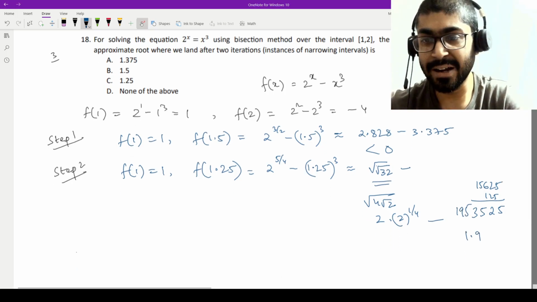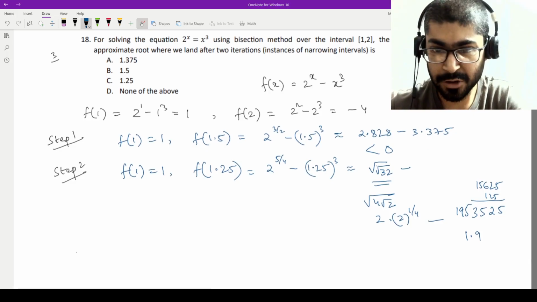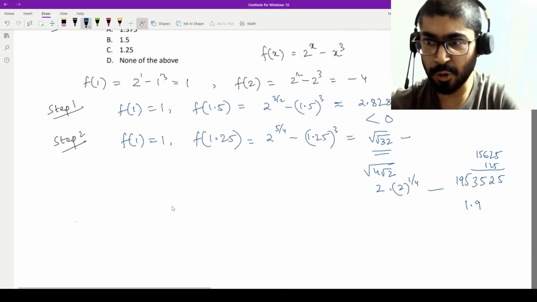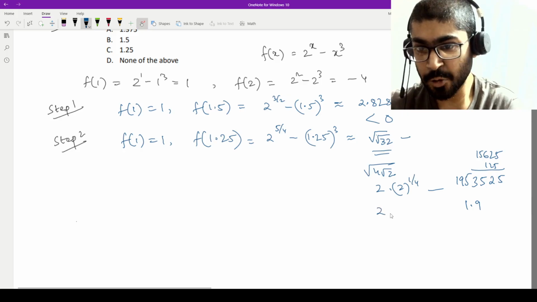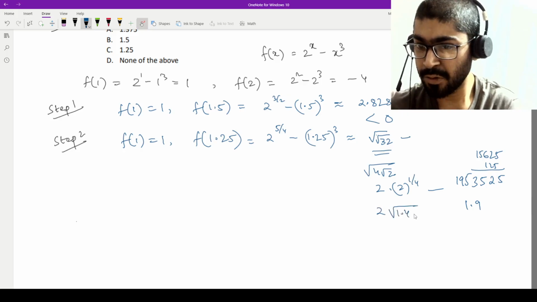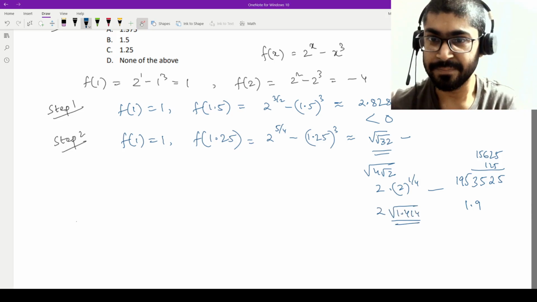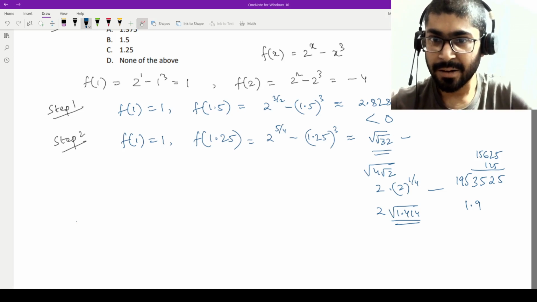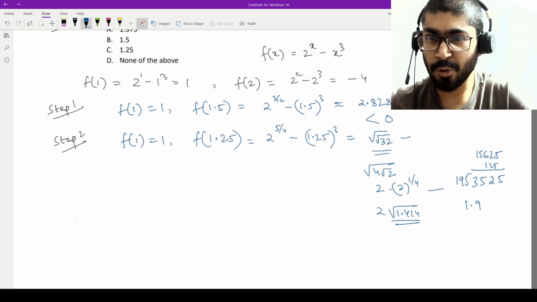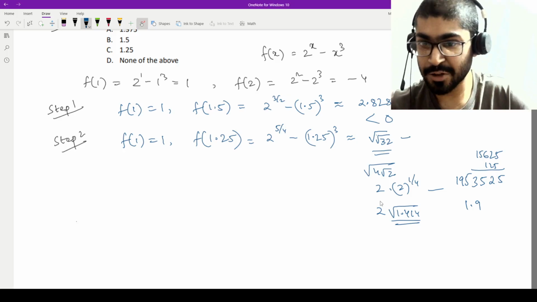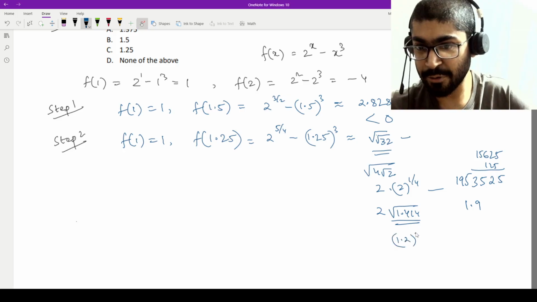Now we have to decide if 2 into 2 to the power 1/4, this is basically 2 into square root of 1.414, right? Now square root of 1.4, square root of 14, what will that turn out to be? Think about it. Square root of 14 will turn out to be something like 1.1 ish, isn't it? Because 1.2 squared turns out to be 1.44, right?